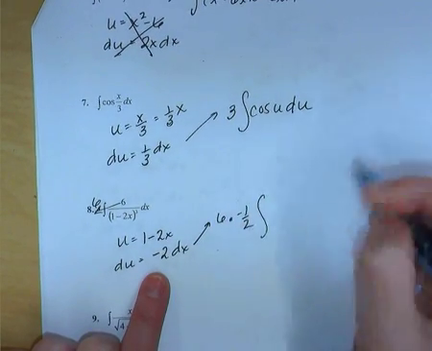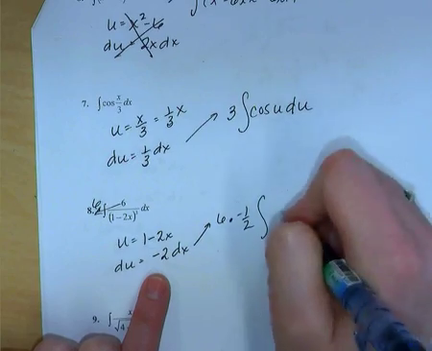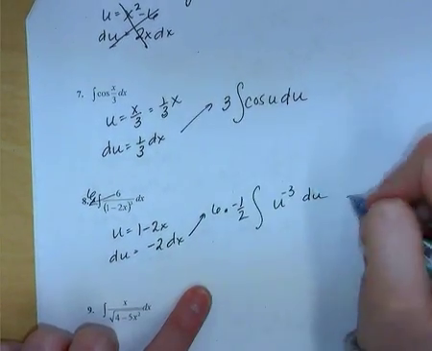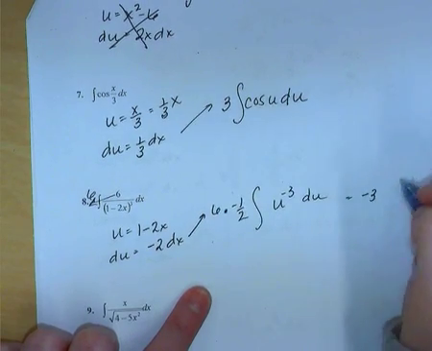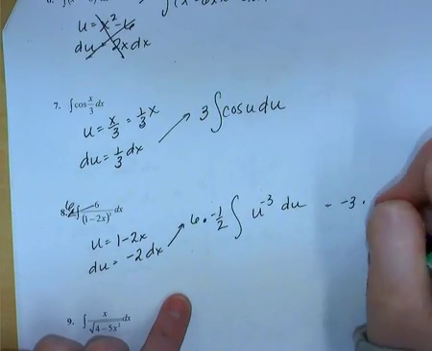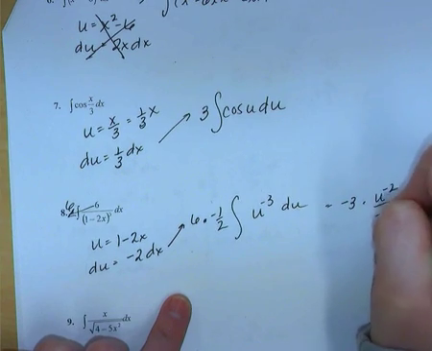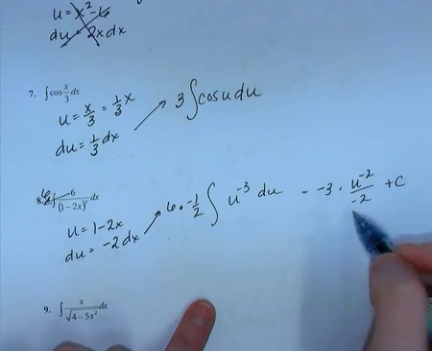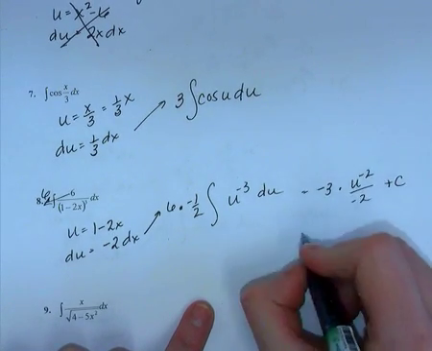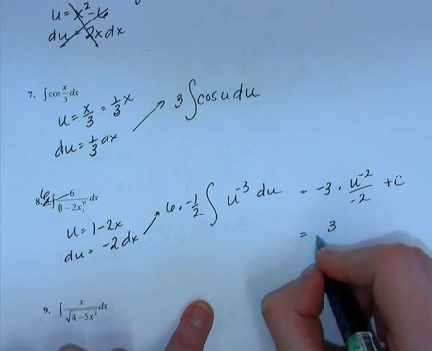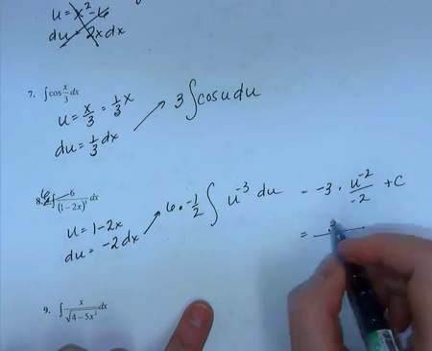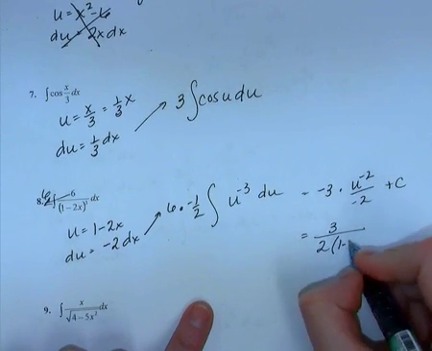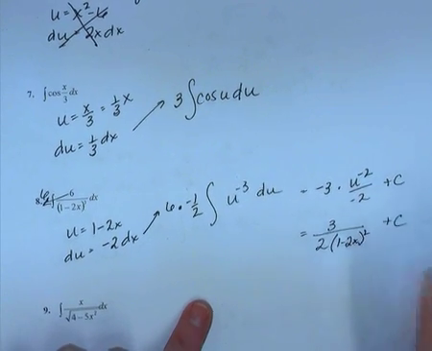The integral becomes either 1 over u to the 3rd or just u to the negative 3 du. So this then turns into, in front I have negative 3, and then I have times u to the negative 2 over negative 2 plus c. Looking at this right here, a negative times a negative is going to be positive. My 3 stays on top. In my denominator, I've got this 2 right here. And then this negative exponent is going to move everything down: 1 minus 2x squared plus c.